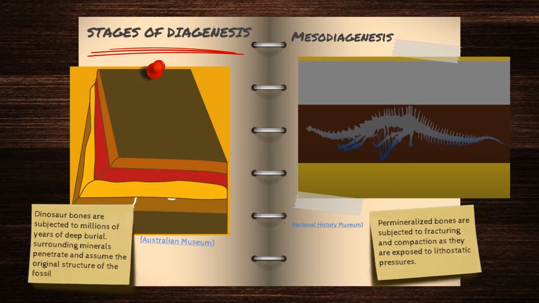During this stage of diagenesis, known as mesodiagenesis, bones are subjected to fracturing and compaction as they are exposed to great pressures from overlying sediments, or what is referred to as lithostatic pressure. Meanwhile, the chemical structure of the fossil begins to destabilize under the intense temperatures and pressures that it is subjected to, as primary pore spaces begin to collapse. As a result, the hydroxyapatite will begin to dissolve and surrounding minerals penetrate and assume the original structure of the fossil. In fact, most of the fossils that we observe today are likely just a pseudomorph of their original material, and many have been completely permineralized.